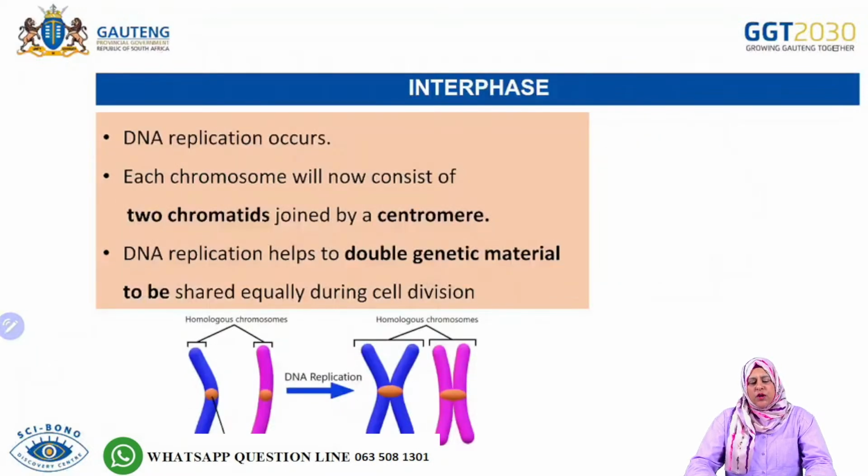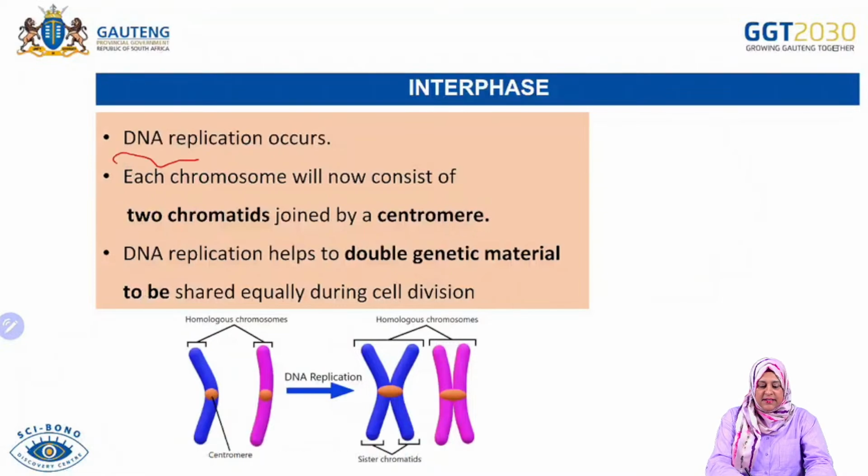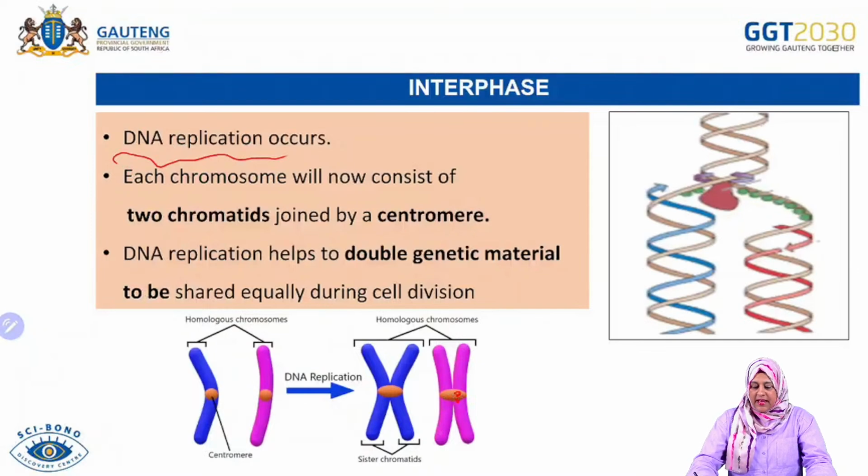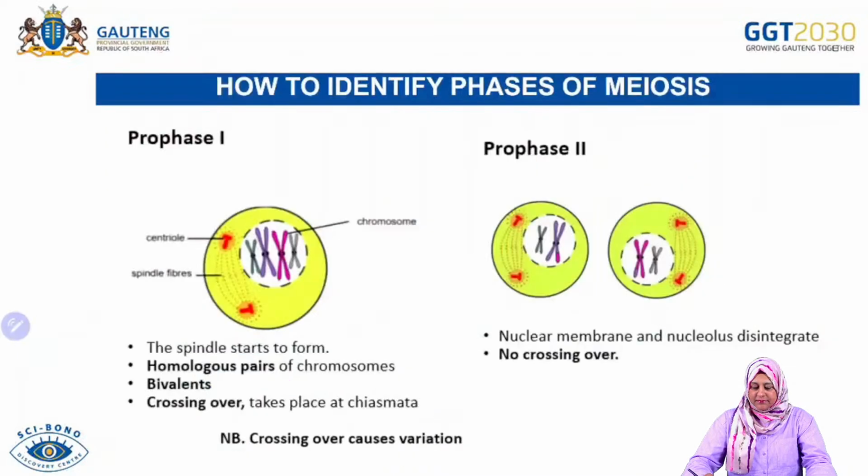So starting with meiosis, the first phase that occurs is interphase, during which DNA replication occurs. Each chromosome now consists of 2 chromatids joined together by a centromere. What does DNA replication do? It helps to double the genetic material to be shared equally between the cells. And this is the process of DNA replication on your right that you can see.